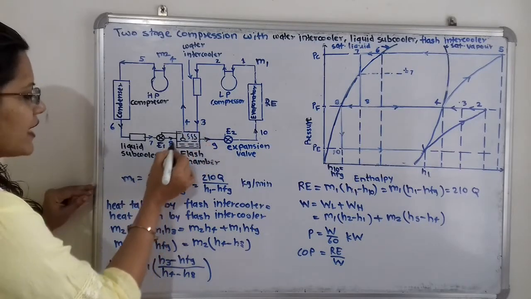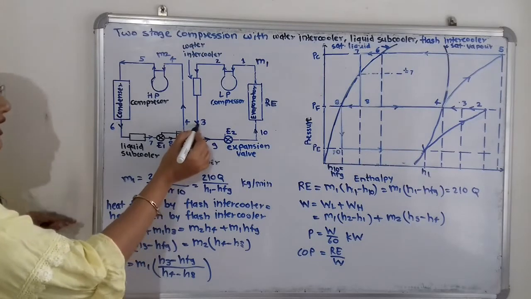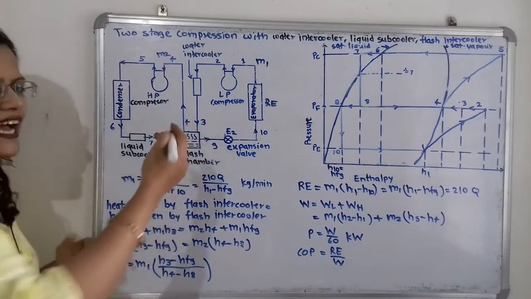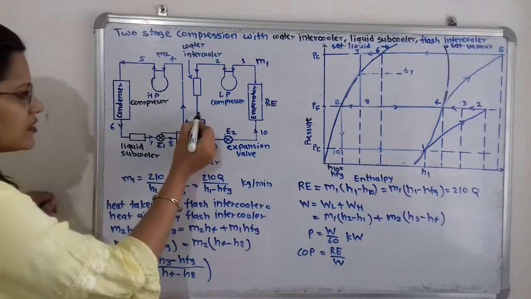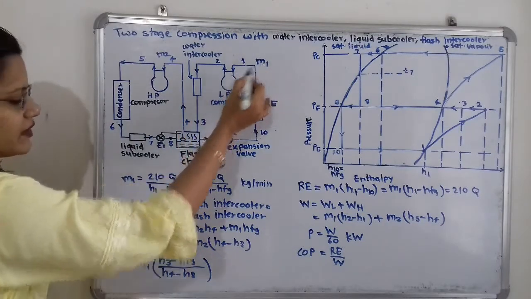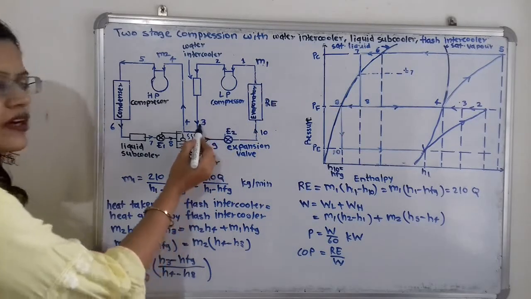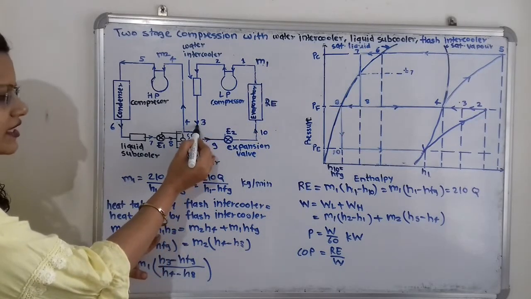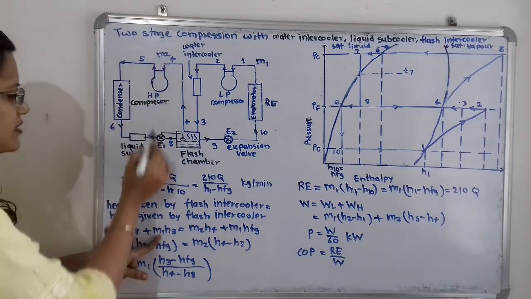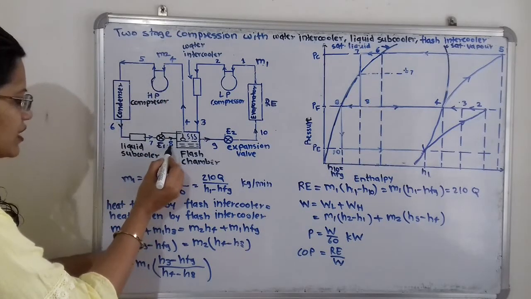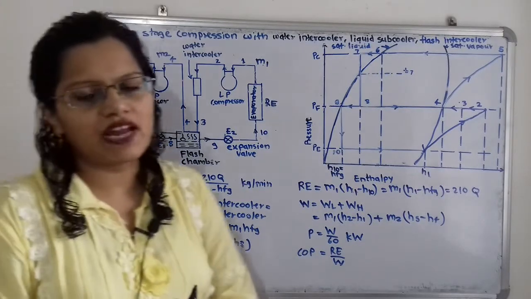So we have to take, for point 8 and point 3, the enthalpy at these 2 points as well as the mass of the refrigerant. Now if we observe at point 3, the mass of refrigerant is M1. So we have to write M1 into enthalpy at point 3, that is H3, plus here the mass is M2. So M2 into H8, which is equal to the heat given by the flash intercooler.